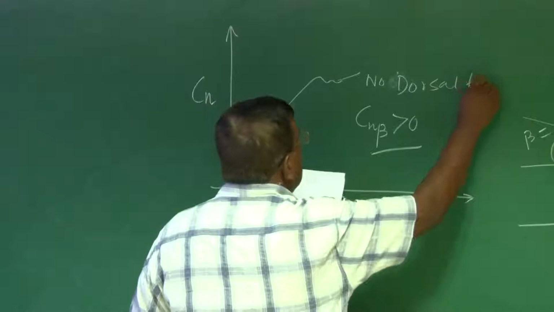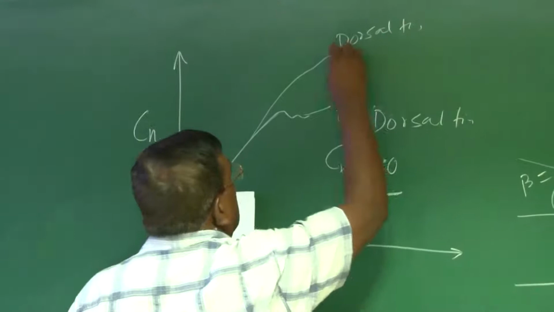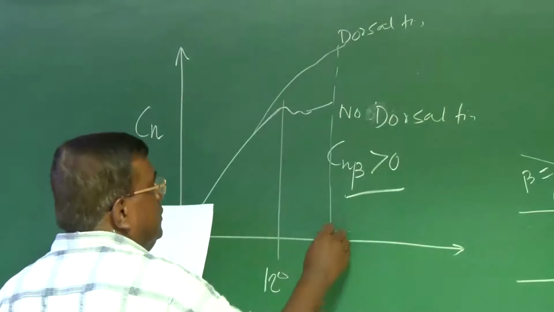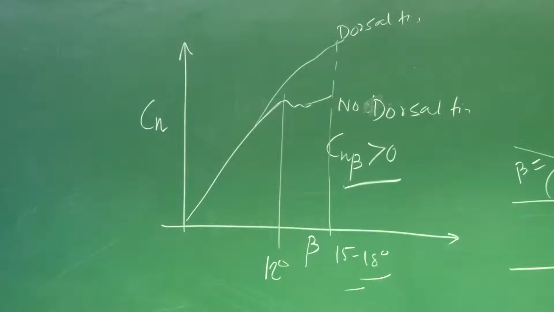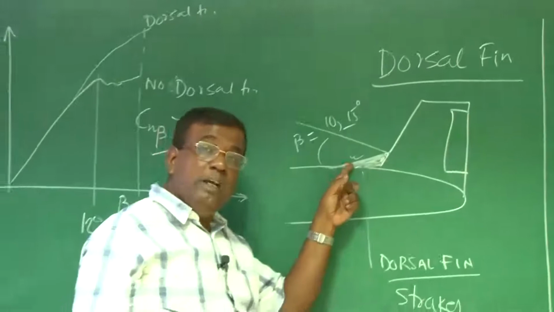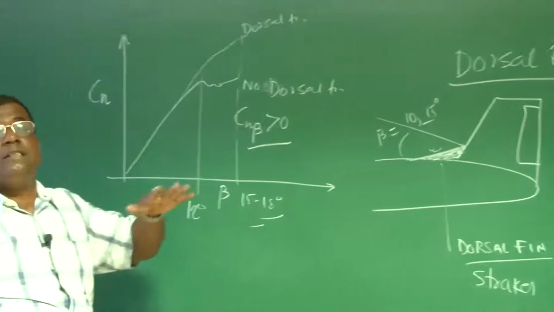And if you put a dorsal fin, it is with dorsal fin. So if you see, this angle could be around 12 degrees. This goes up to 15, 18 degrees, depending upon how you have designed the dorsal fin. Depending upon how effective your dorsal fin is in terms of its length, its angle, what sort of shape, it will decide what sort of help it is making in delaying the stall on the vertical fin when the airplane is going in a high side slip, right?